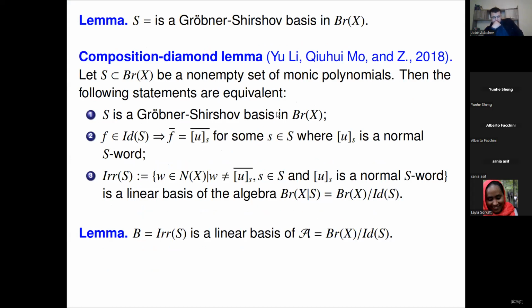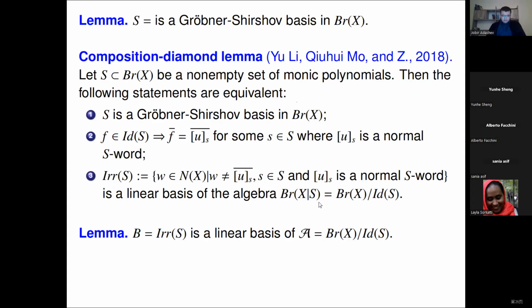Then we can prove that S is a Gröbner-Shirshov basis in the free brace algebra. Here the notion of Gröbner-Shirshov basis, we didn't introduce in my talk because I don't have enough time.